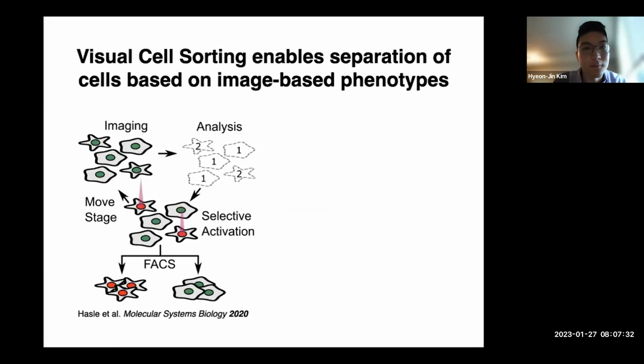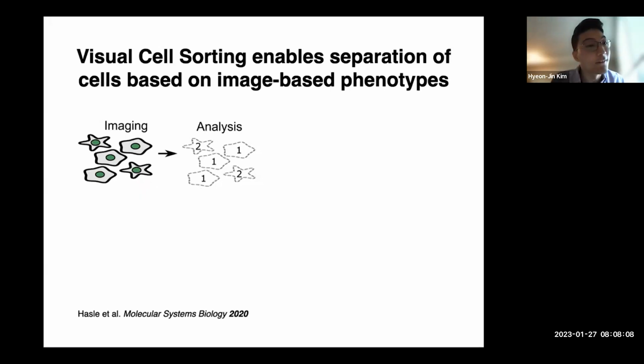So to get at this question and to correlate gene expression with nuclear features, we're using a method called visual cell sorting, which is a high throughput image-based method that allows us to separate cells based on image-based phenotypes. The bulk of this talk is to show you how this method works and update you on some of the improvements that we made for this protocol.